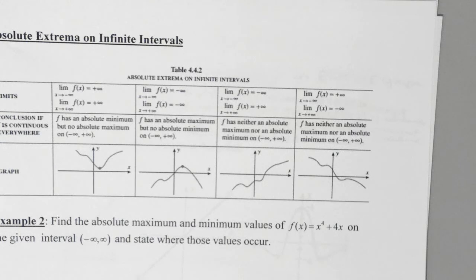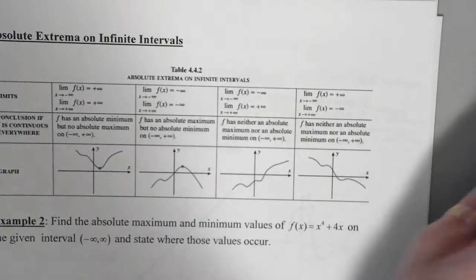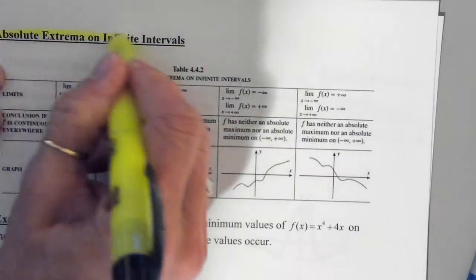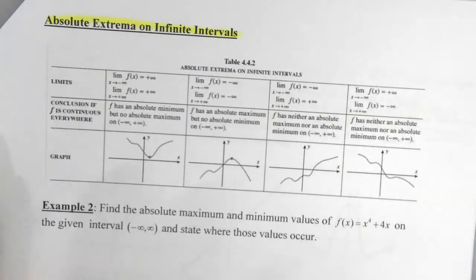All right, so absolute extrema on infinite intervals. This actually goes back to characteristics from Algebra 2. And if you remember, if your degree is even, your end behavior is the same. If your degree is odd, your end behavior is opposite. Remember? So if it's even positive, both ends up. If it's even negative, both ends down.